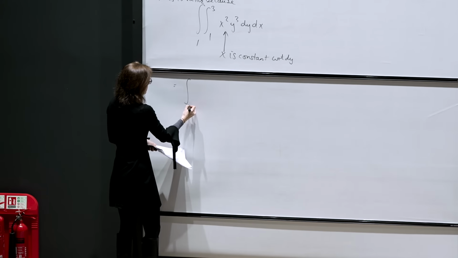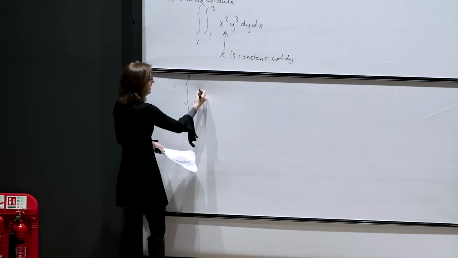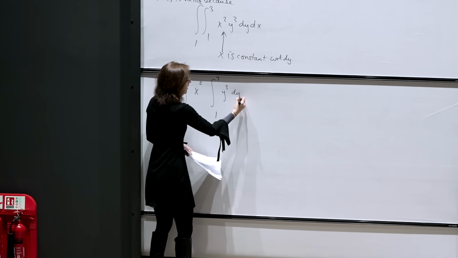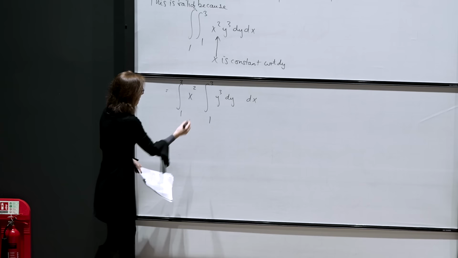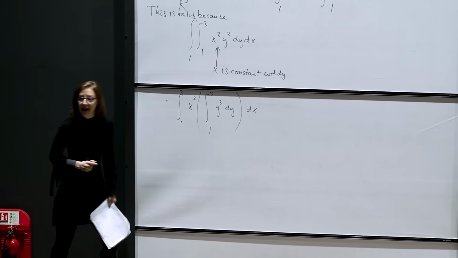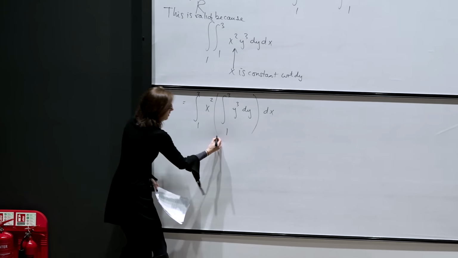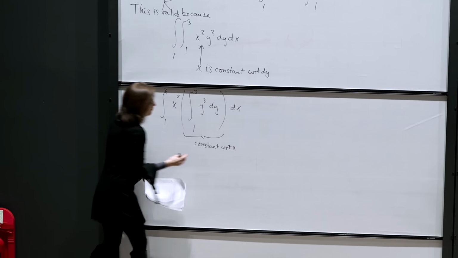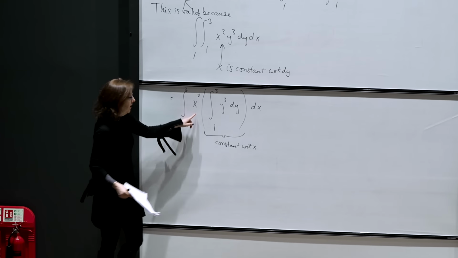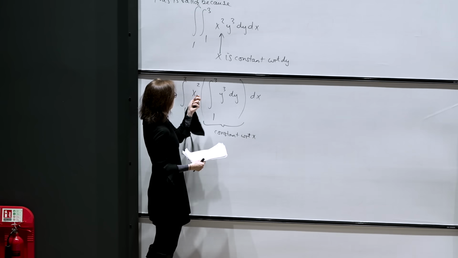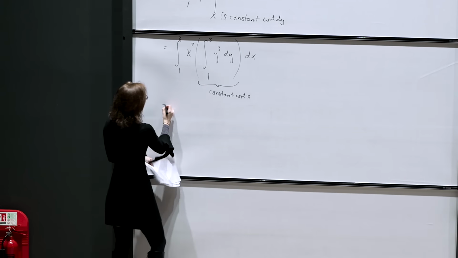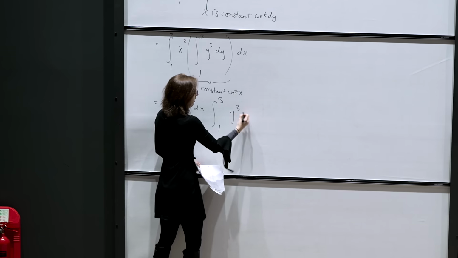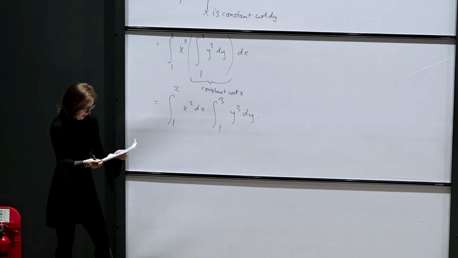And so I can just write this as 1 to 2. I can pull the x squared out of the y integral, x squared, the integral from 1 to 3 of y cubed dy, dx. And then this is just a constant with respect to x. So I play the same game and pull it out. So when I'm doing my x integration, I'm integrating the x squared, but this has just become a number, so I can pull it out. And so I get the integral from 1 to 2 of x squared dx, the integral from 1 to 3 of y cubed dy, by linearity.